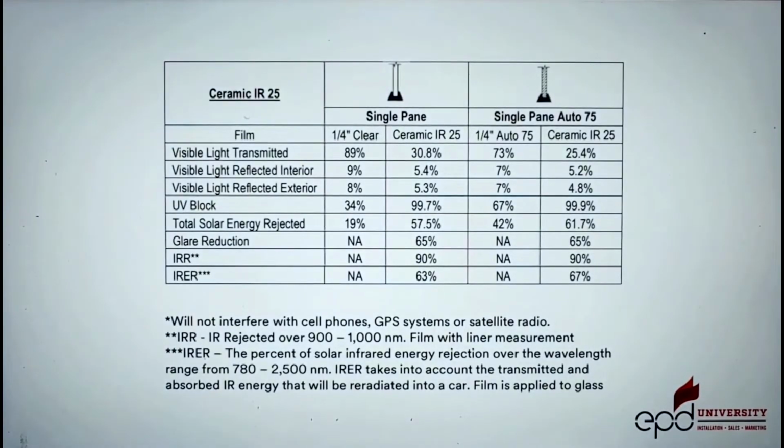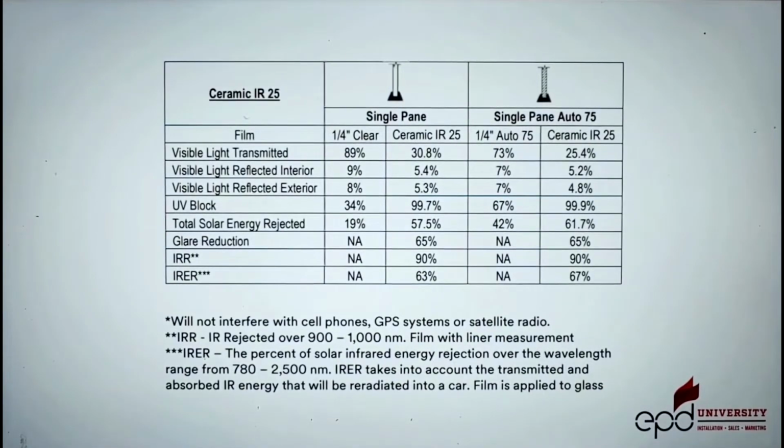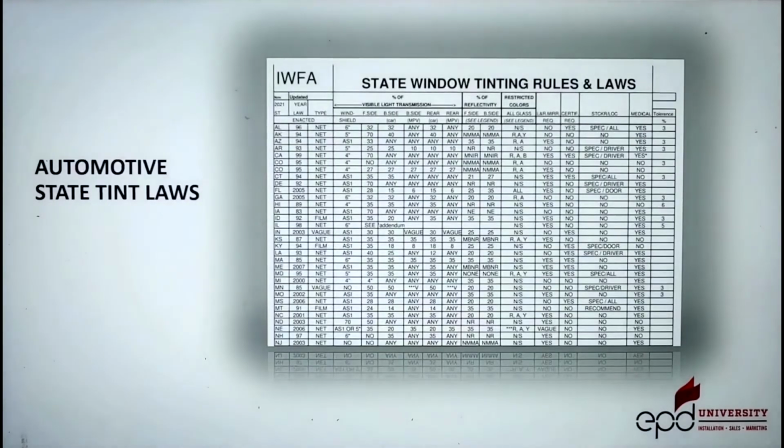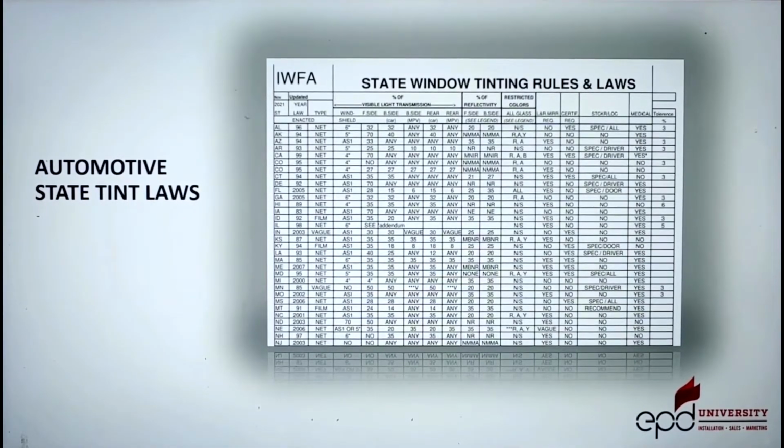Second, VLT is a component to how a window film will look and perform when installed on a window. It will dictate the darkness of a film, how much privacy the film offers, how much glare is reduced, and how much total solar energy is rejected. Finally, VLT is the dominant physical characteristic by which a film meets or does not meet a state's tint law. It is this final point that we're going to discuss in more detail.